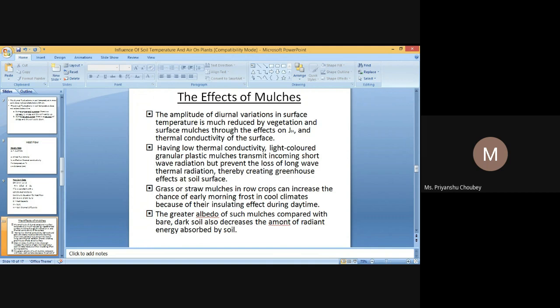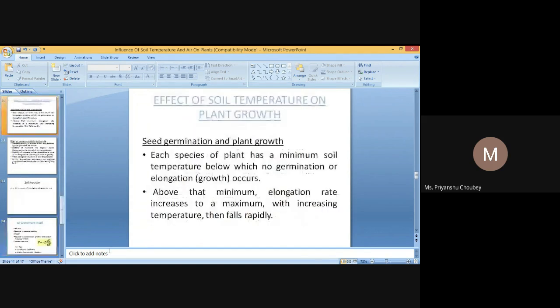Now, Mitscherlich's law, Eilhard Alfred Mitscherlich's law. Like Liebig, this German scientist was the first to quantify the relationship between yield and growth factor. Two laws were given by him.